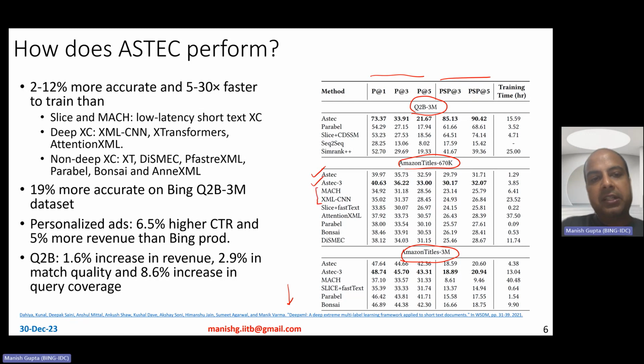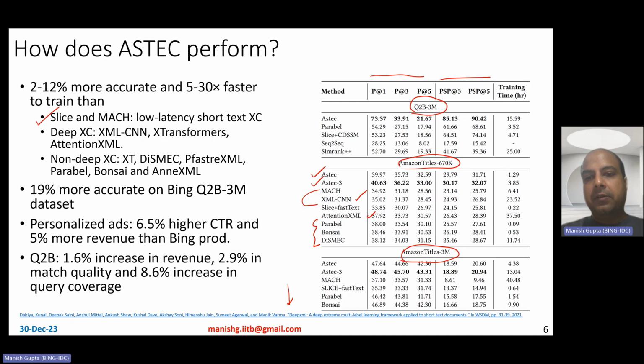These two baselines, MACH and SLICE, are the low latency short text baselines, so the closest to what Astec does. XML CNN is essentially a deep learning baseline, and AttentionXML, XML CNN, AttentionXML are deep learning baselines that you see here. And then Parabel, Bonsai, DiSMEC are all non-deep learning based baselines, either tree-based baselines or one versus all classifier based baselines. Okay. So what do you observe?